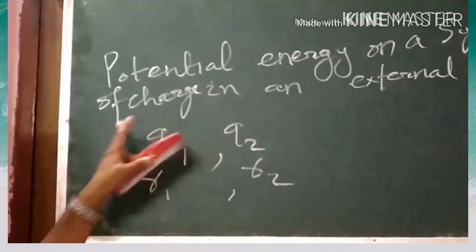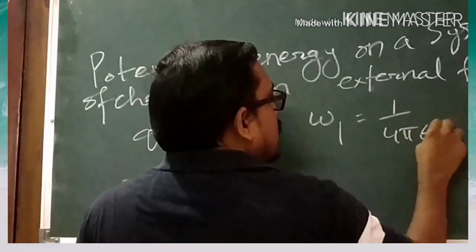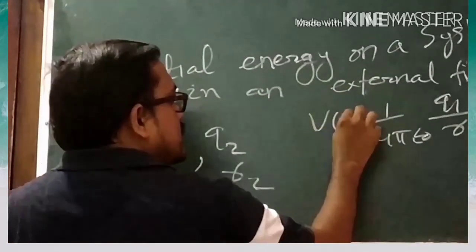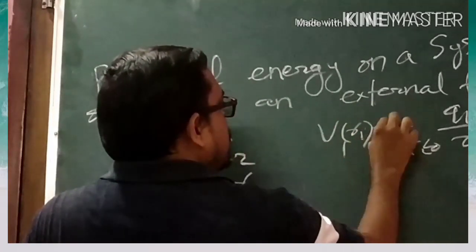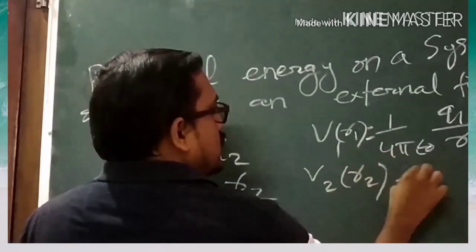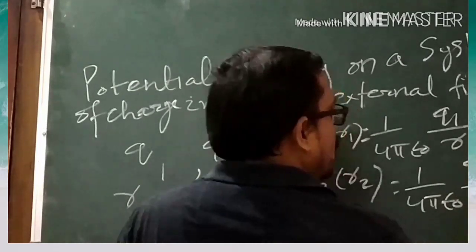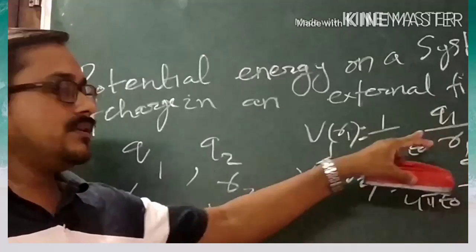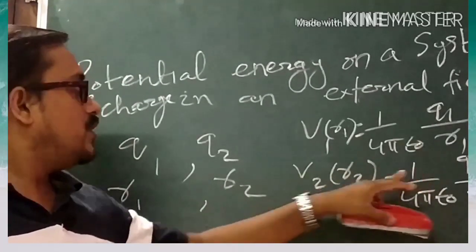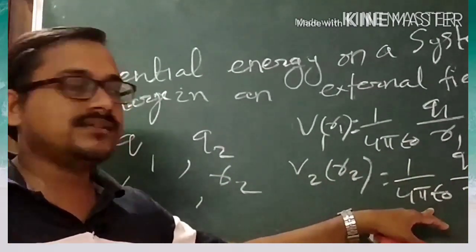The net work done due to Q1, W1, will be 1 by 4 pi epsilon 0 Q1 by R1, which is V(R1). Similarly, for the second charge Q2, we can calculate 1 by 4 pi epsilon 0 Q2 by R2. First we calculated the potential due to the charge Q1, and in the second case we took the charge Q2 from infinity to the location R2, so V(R2) is 1 by 4 pi epsilon 0 Q2 by R2.